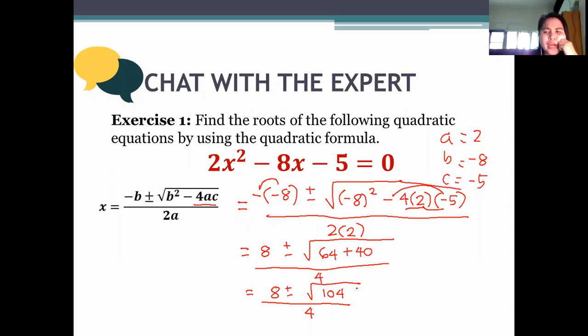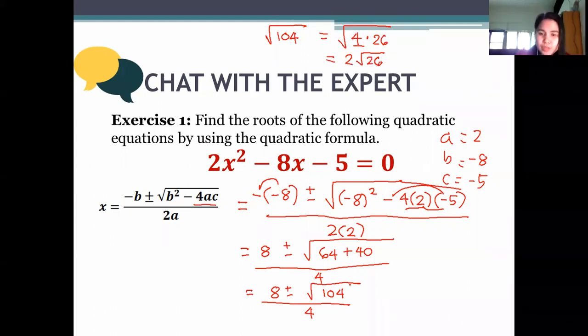Now, 104. Let us see, is there a perfect square that is a factor of 104? Anyone can tell me? 4. 4 times what? 4 times 26. Very good. So the square root of 4 is 2, square root of 26. So let's write it as 8 plus and minus 2 square root of 26 over 4.